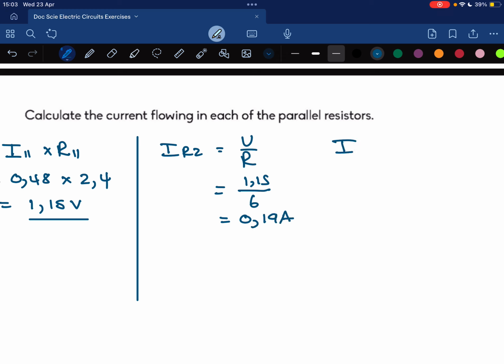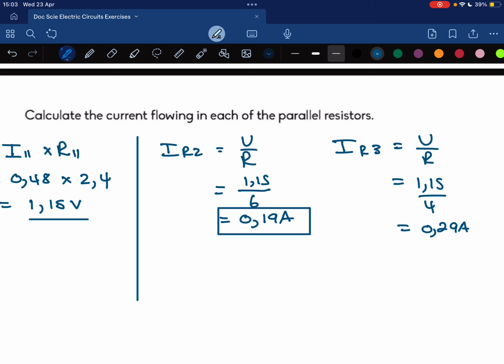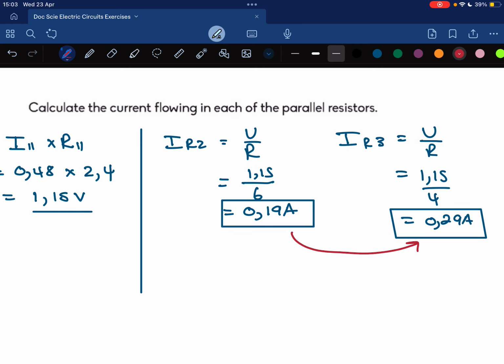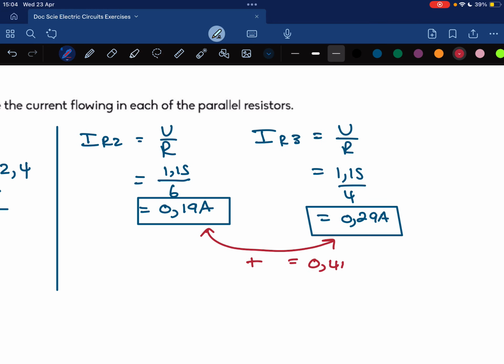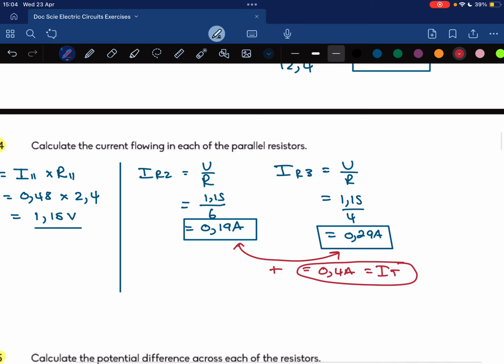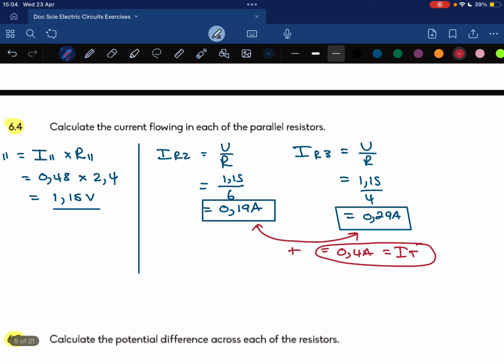Okay, and the current that goes through R3 is V over R, which is going to be 1.15 divided by 4, which is just 0.29 amps. Notice that if you took these two currents together and you added them, they should give you the total current, which is the 0.48. Okay, so take note of that. That's something that's quite important to notice.